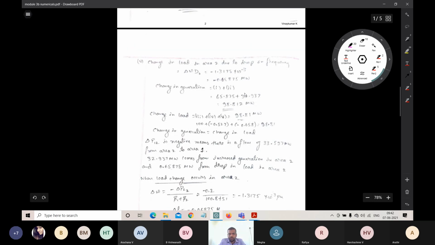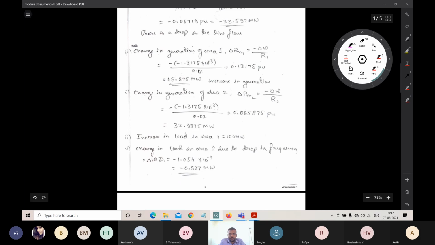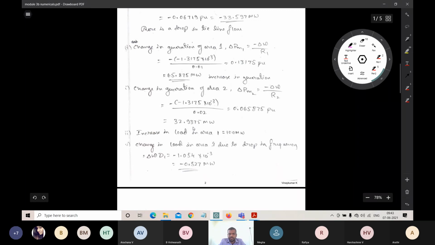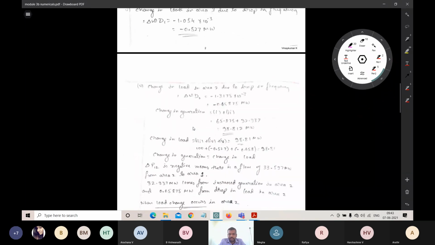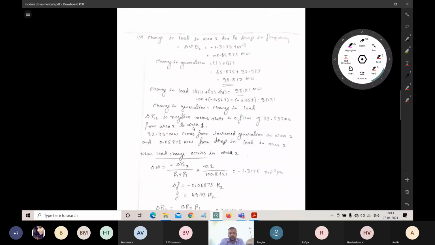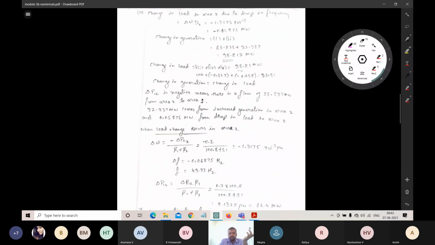So 1 and 2. So this is change in generation in area 1, change in generation in area 2. I just added these two things, 65 point and 32 point. So that is 98. Similarly, change in load, that is equation 3, 4, 5.